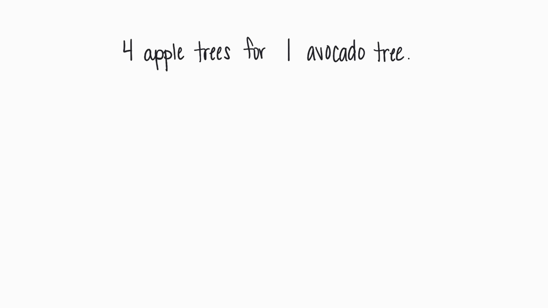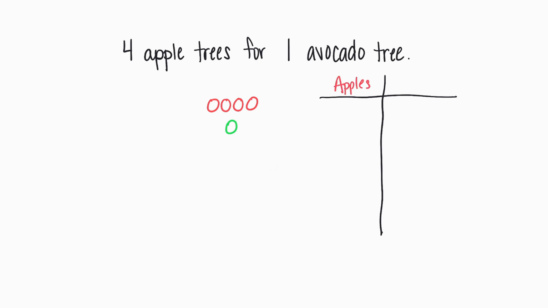So this problem says there are 4 apple trees for every 1 avocado tree. So I'm going to use 4 apple trees for every 1 avocado tree. Okay. I'm also going to make myself a little rate table. This is apples, and this is avocados. Okay. So I can see here I have 4 apples for every 1 avocado.